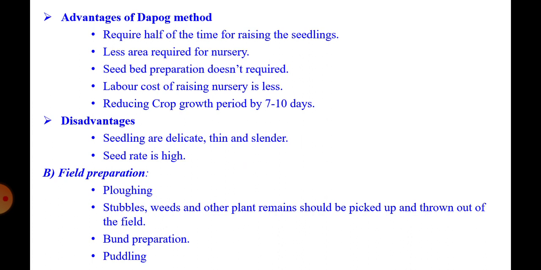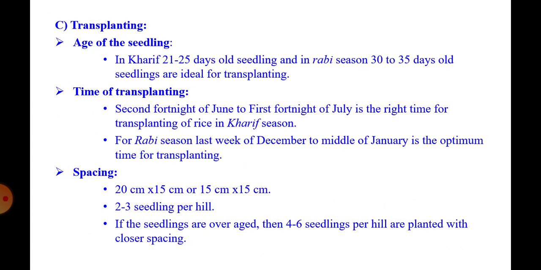Then bunds should be prepared around the field before puddling, and apply 10 to 15 ton FYM compost per hectare before last harrowing. Puddling: keep the field flooded or saturated with water for 15 days before transplanting. Puddling is done by running the puddler, either bullock or power drawn, in standing water. Puddling helps to retain water in the field due to closing of micro and macro pores of the soil. Then transplanting.